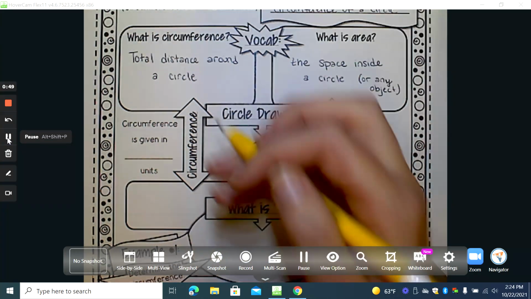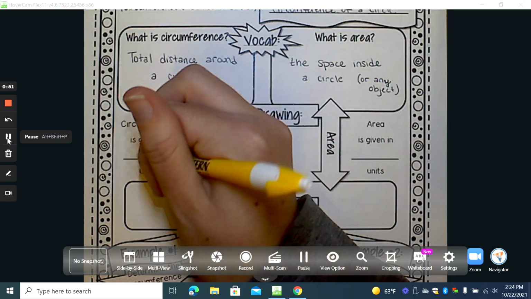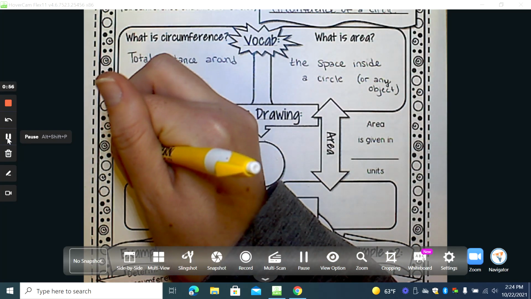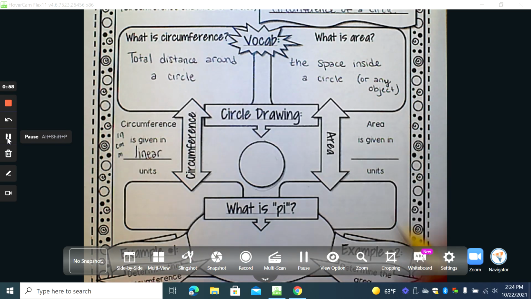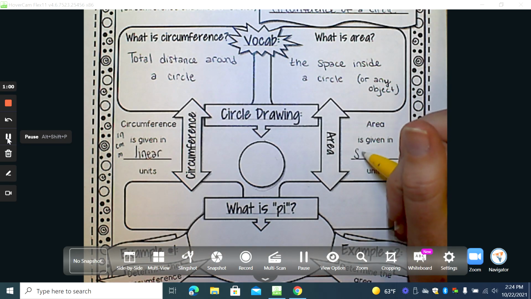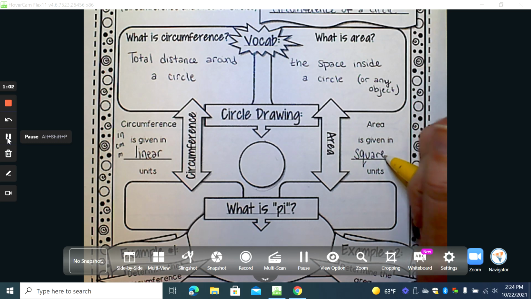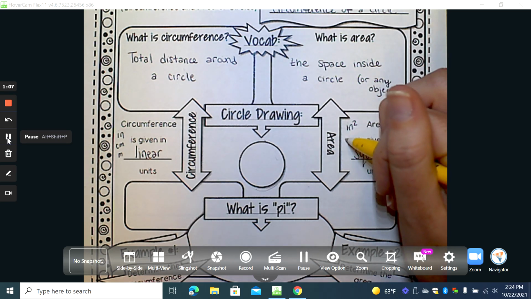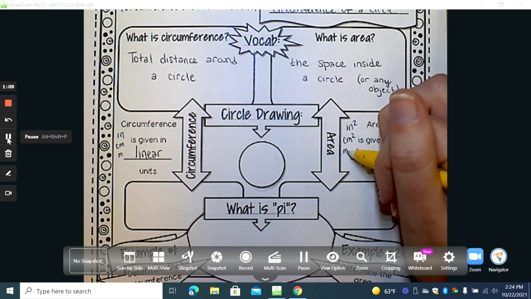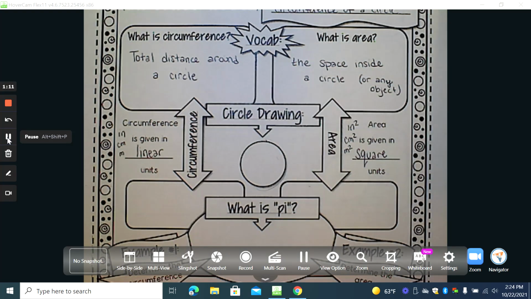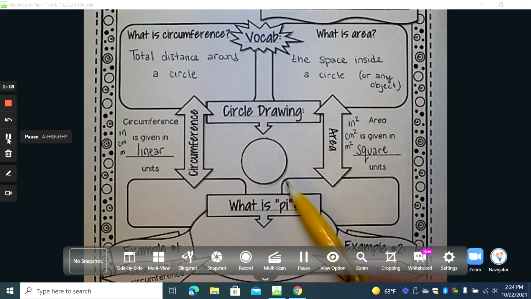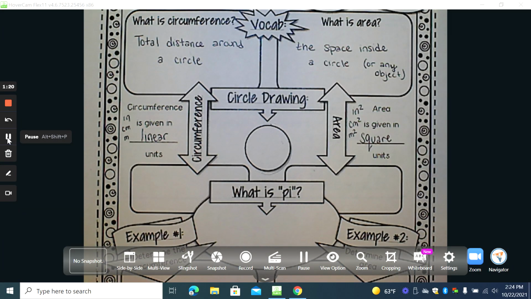So circumference is given in linear units. We've been using inches or centimeters or meters, whereas area is given in squared units, right? Because we're multiplying more squared units. And so I have inches squared or centimeters squared or meters squared. Those would be my units for area. So circumference is length. Area is, of course, space inside, and that's why it's squared.